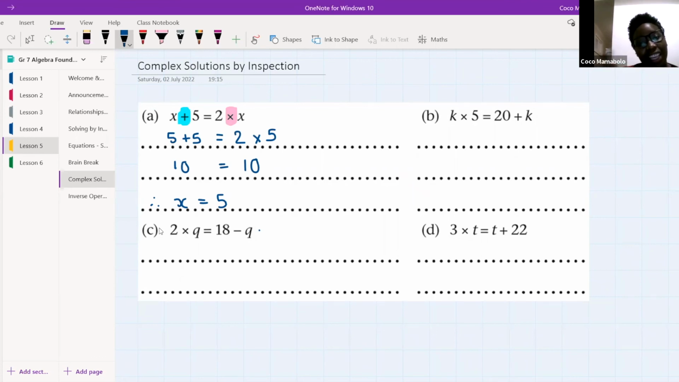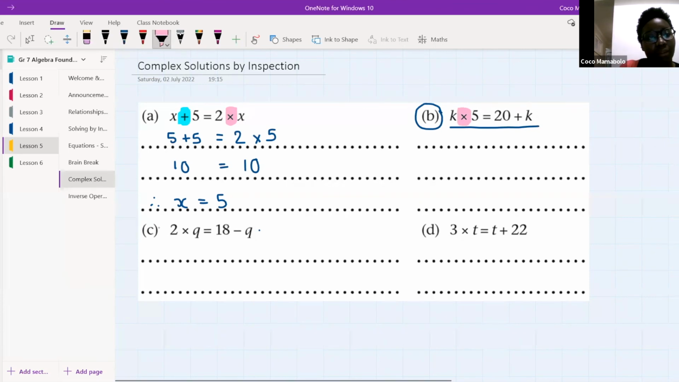Now, we need to take that same idea that we just used and try it for B. So on your paper, write down this equation over here. And remember again, guys, this over here is a multiplication, and this one over here is an addition. I need you to go to the end of your paper and go, therefore, x is equal to, and then choose a number and see if the number works.